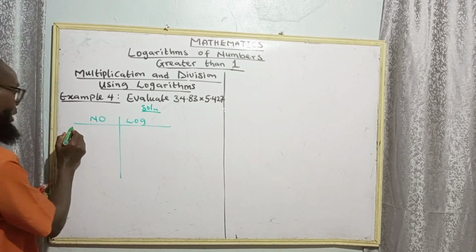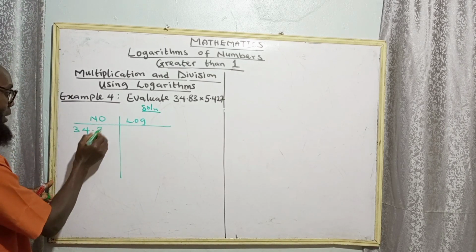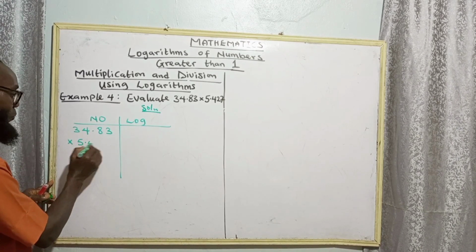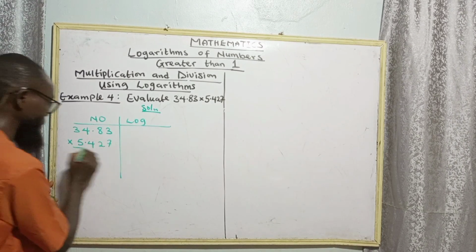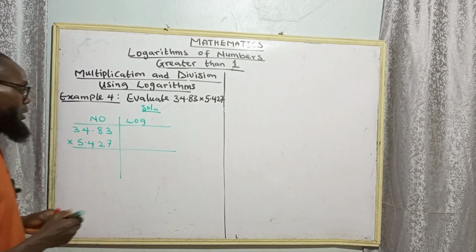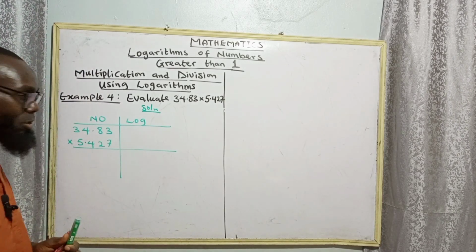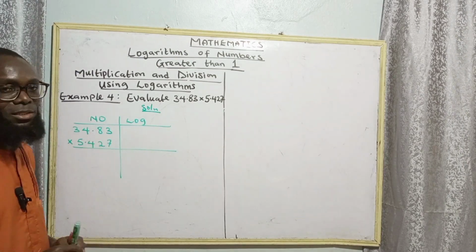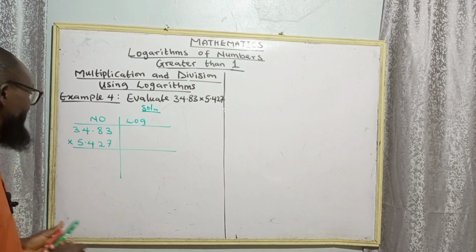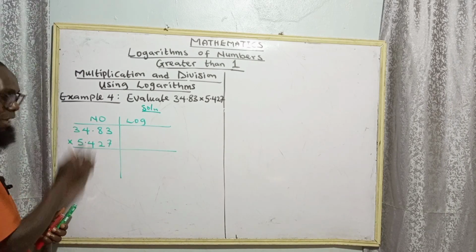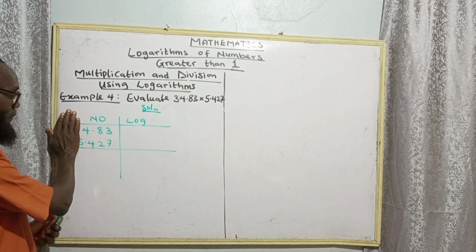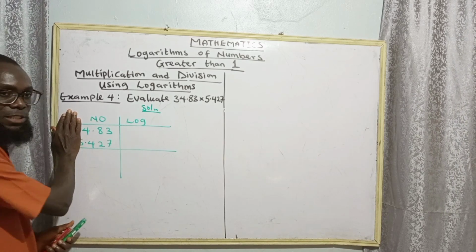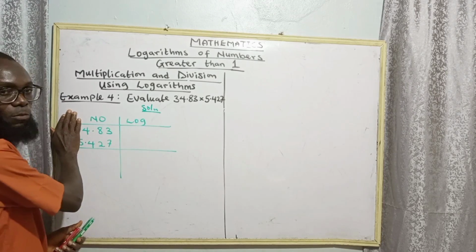So we have 34.83 multiplied by 5.427. Now, as I said earlier on, the first thing to note is you find the integers. How do we get the integers? To get the integers of these values here, you cover the first digit, then count the digits after this first digit. And you must not jump the decimal point.